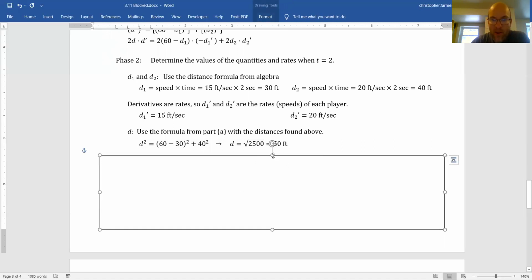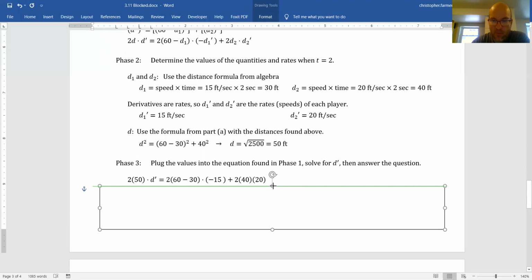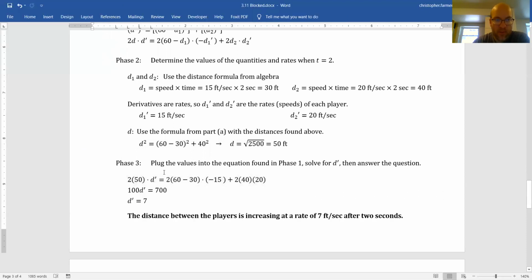Okay, and now that you know everything that you need to plug in, phase 3 is just plug it in and solve whatever you need to solve. So again, we're looking at the formula up above. It's 2 times the distance we just found to be 50, times the rate of change of the distance, which is what we don't know and are solving for, equals 2 times 60 minus d1, times the negative derivative of d1. The derivative there was 15, but we need the opposite, so it's negative 15. And then 2 times the distance of player 2 times the speed of player 2. All of this is just arithmetic. It gives you 700. Divide both sides by 100, and you get that d prime is equal to 7.